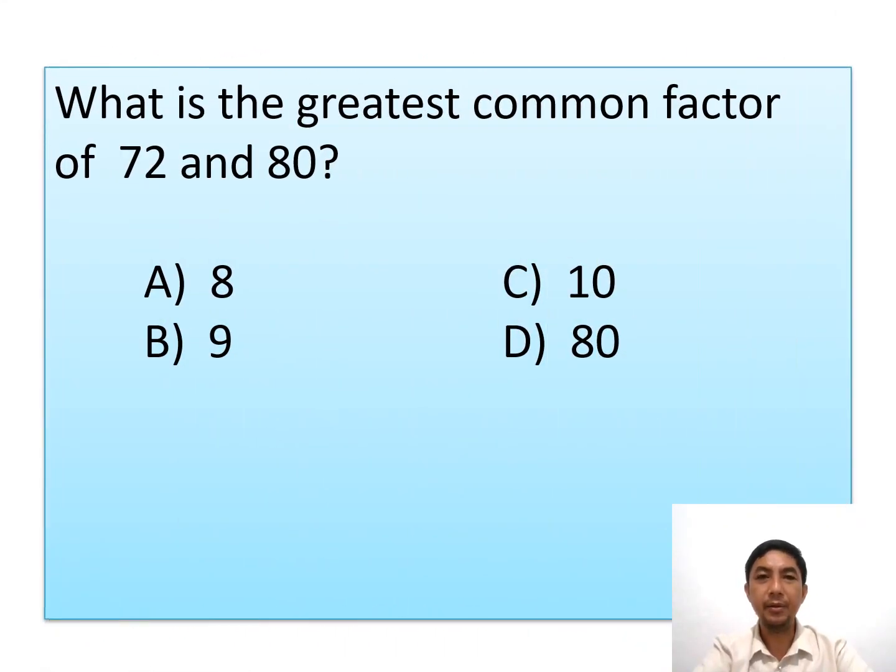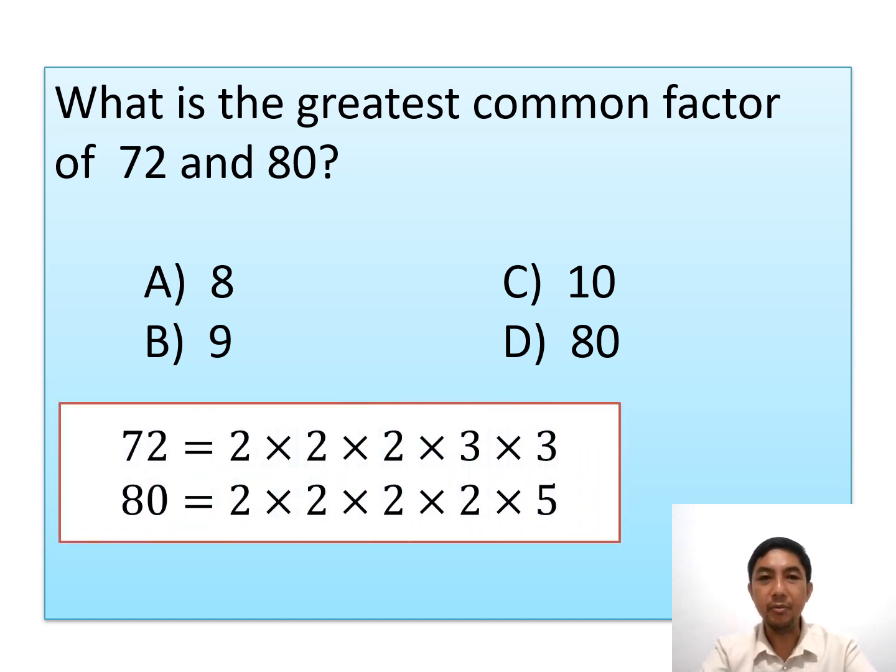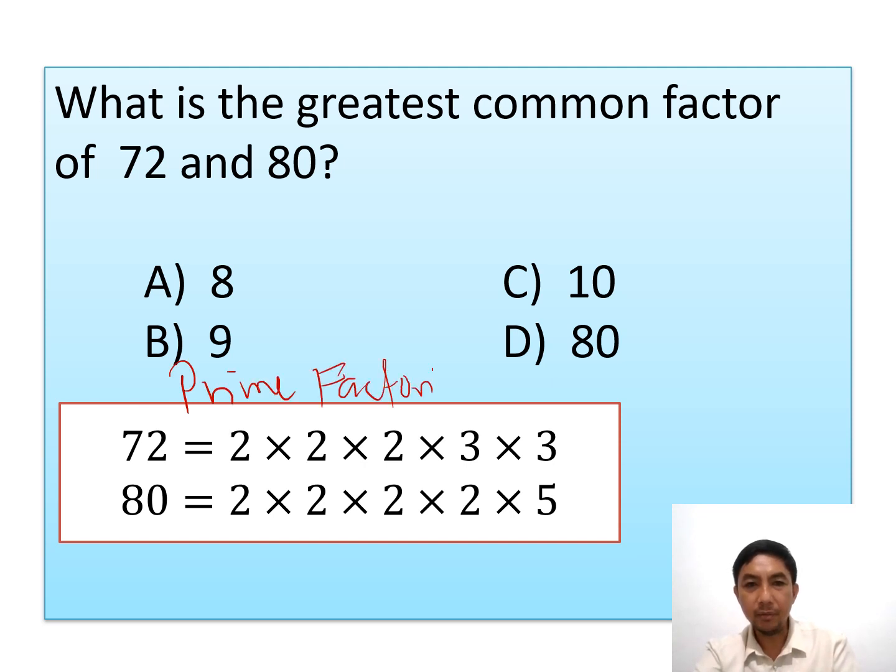Alright, so let us try to consider this example. What is the greatest common factor of 72 and 80? So what we are going to do is to use the idea of prime factorization. Okay, so in prime factorization, the prime factors of 72 are 2 times 2 times 2 times 3 times 3. And 80 is 2 times 2 times 2 times 2 times 5.